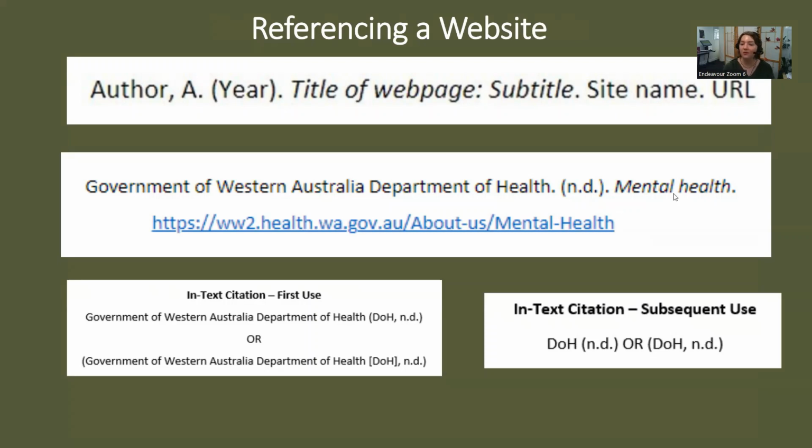Then we have the title of the web page itself. In this case, the Government of Western Australia Department of Health was the same, like the website name was called that and the author was called that. So we only include it once. If this was hosted on a website with a different name, we would include it after the title. But in this case, we don't have to. And then a link to the source with that hanging indent as well.